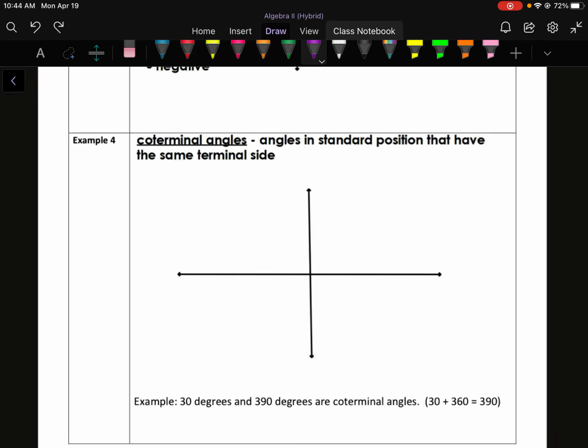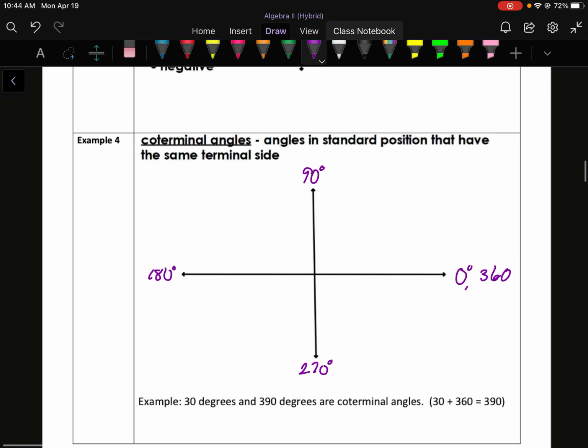Coterminal angles, we have a lot of vocabulary here. These are angles in standard position that have the same terminal side. So for example, let's go with something pretty easy to work with, like a 30-degree angle. So to draw a 30-degree angle, by the way, this is 0, 90, 180, 270, and if you come all the way back around, this would also be 360. So if you want to draw a 30-degree angle, it's going to be somewhere out here. We'll call that a 30-degree angle.